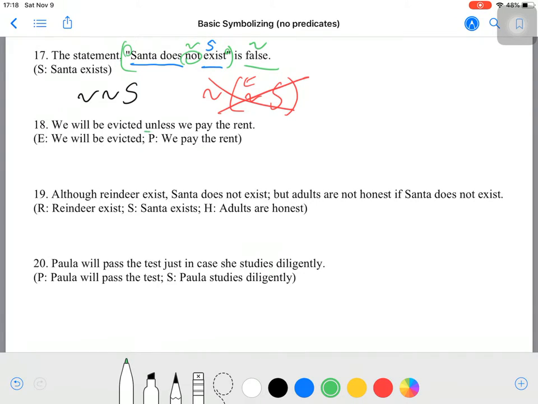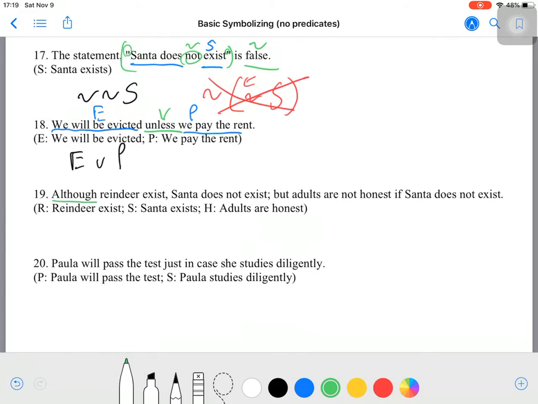Let's go back to 18. We will be evicted unless we pay the rent. Unless we translate as a wedge. We will be evicted, that's an E. We pay the rent, that's a P. So either we will be evicted or we pay the rent.